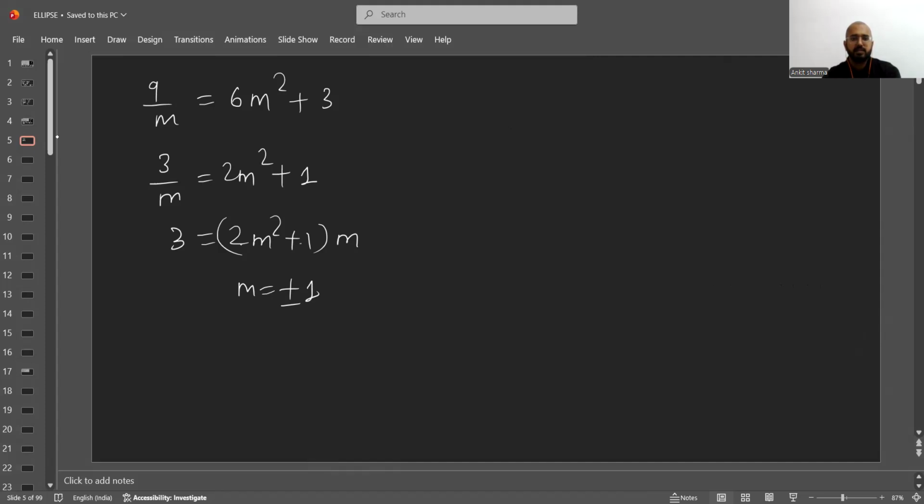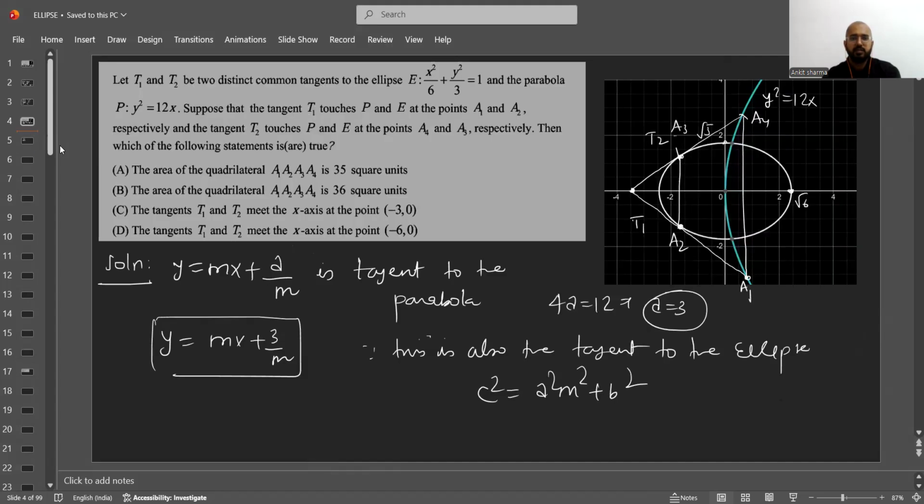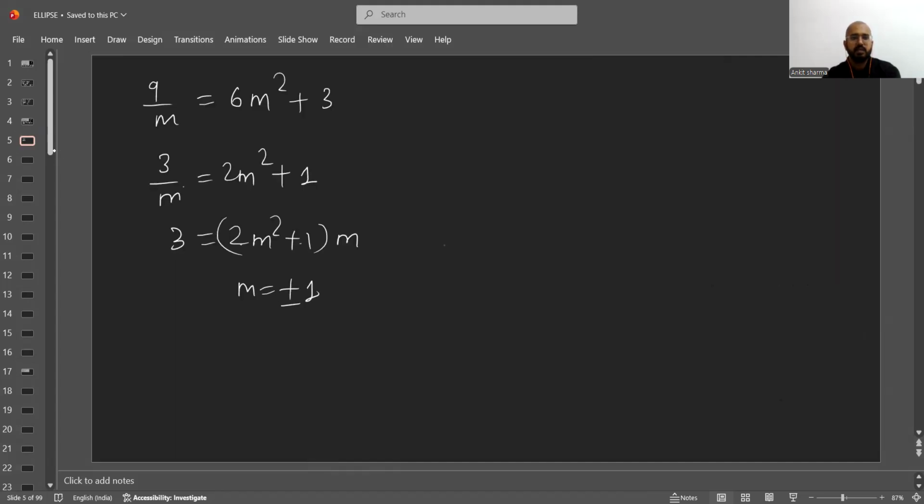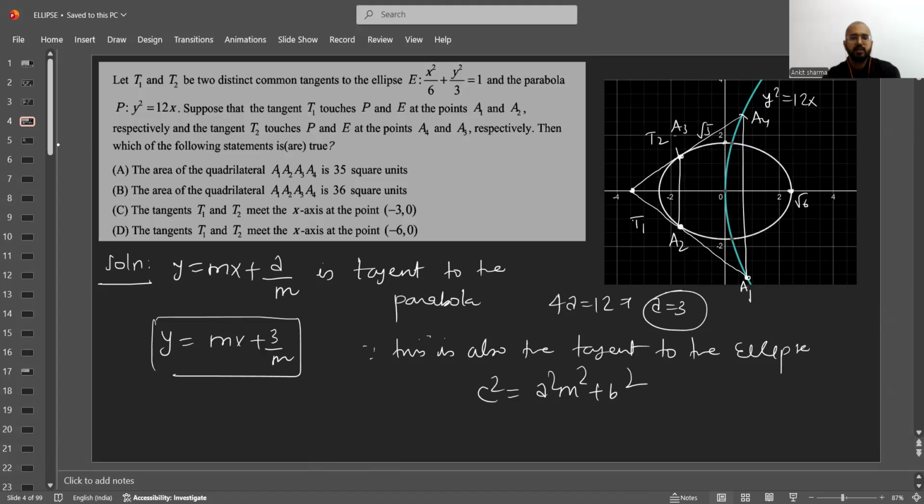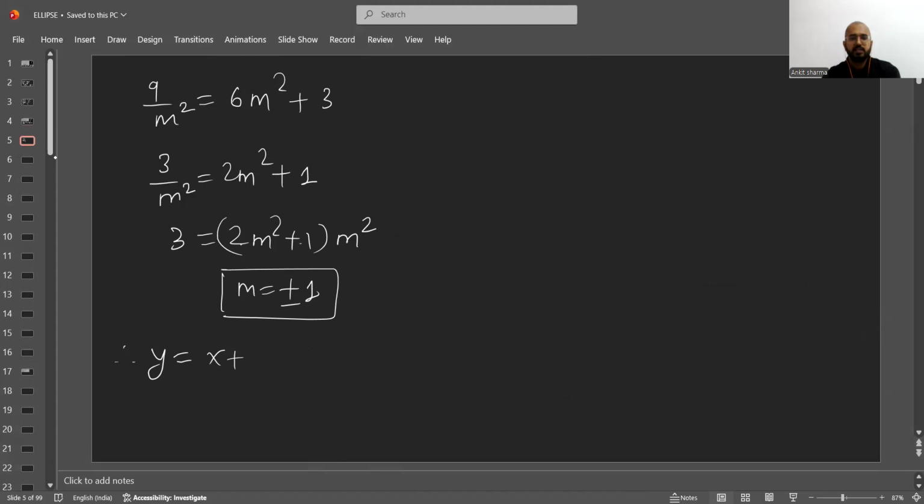m is equal to 1 will satisfy, m is equal to minus 1 is not satisfying, it seems. No, but this is c square, so this is going to be basically m square only. So yes, now it will satisfy. So m is equal to plus 1 and minus 1. So these two will satisfy. So that means equation of tangents is y is equal to mx plus 3. So m is 1. That means I'm going to have here x plus 3. So y is equal to x plus 3.